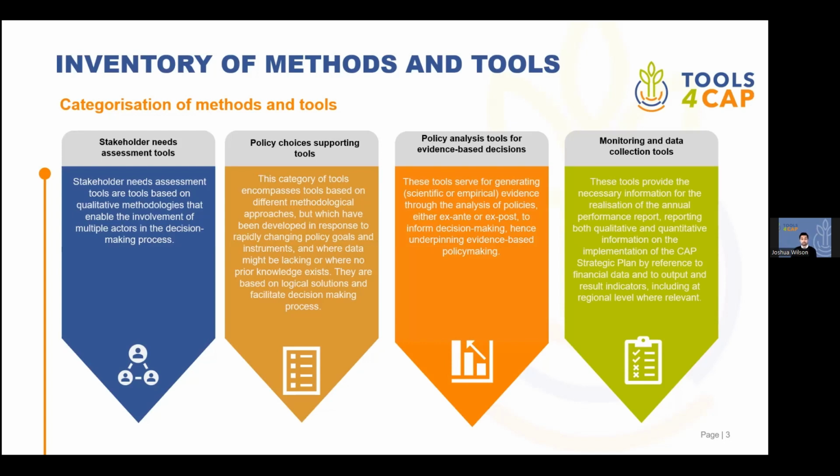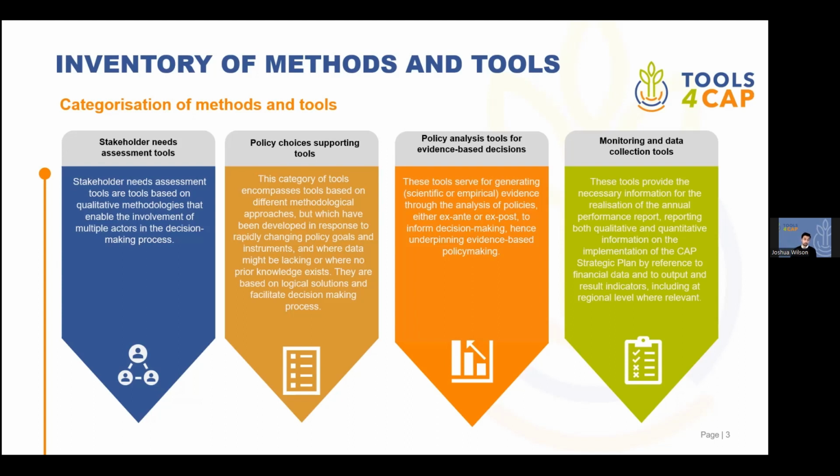This includes a diverse set of tools created to, in general, address rapid changes in policy goals and instruments, or to fill gaps where data might be lacking or where there's little prior knowledge on the effect of certain policies. So under policy choice supporting tools, we also include tools that are not yet mainstream in CAP policy, but are sometimes used by policymakers to compensate for a lack of data.